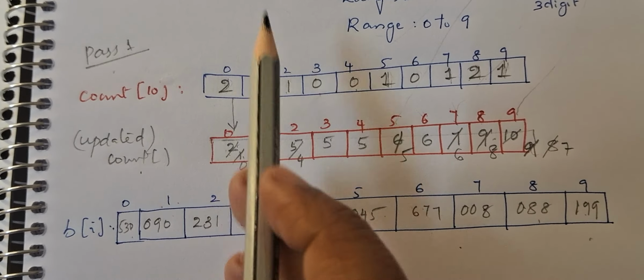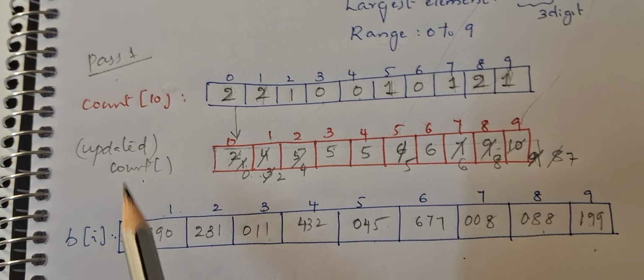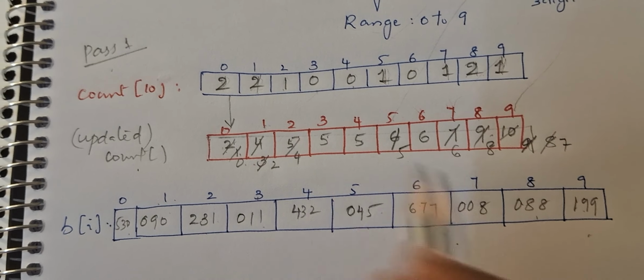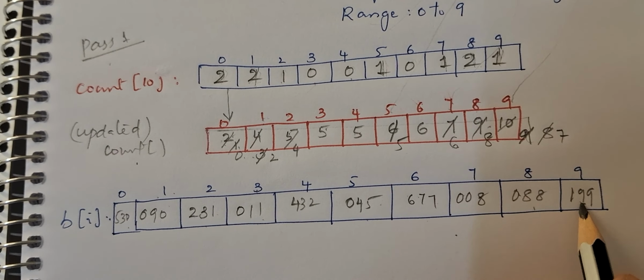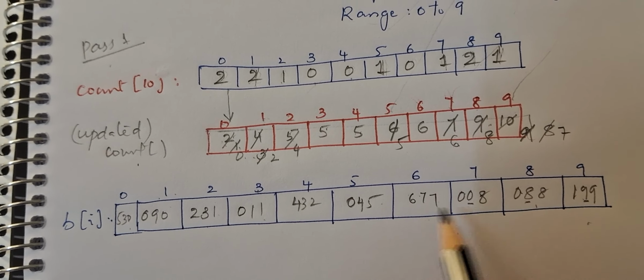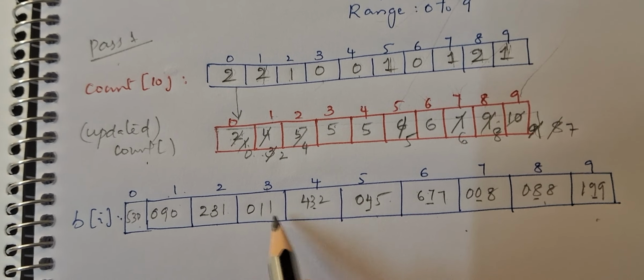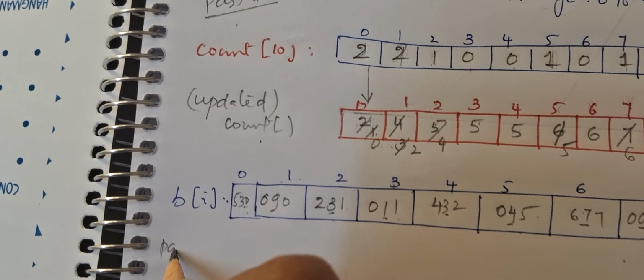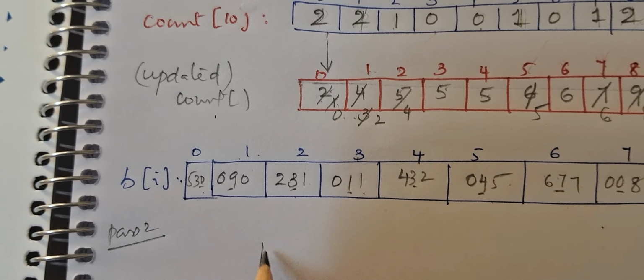Next we are going to perform the second pass, that is sorting by the second digit of each element. So this is our array now. You need to take the second digit of each element. So again repeat the procedure. In pass 2 you need to maintain the count array.